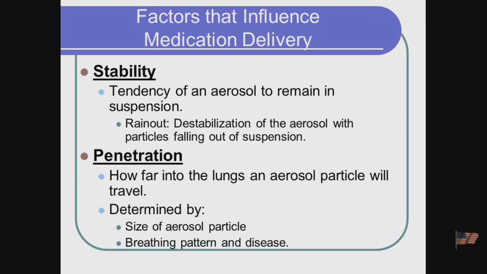Okay, as we'll see. Stability talks about how long something stays in an aerosol before it falls out of an aerosol. So if you have a mist that is created, how long does it stay as a mist before it does something called raining out, which means it comes out of suspension in that aerosol and falls to the ground, okay, or falls to the tubing, or falls out of suspension, which means it's not going to be inhaled anymore.